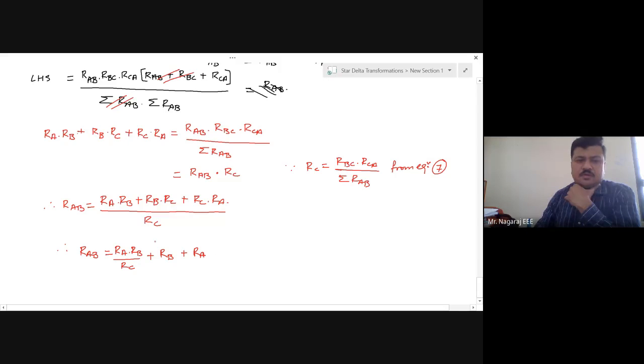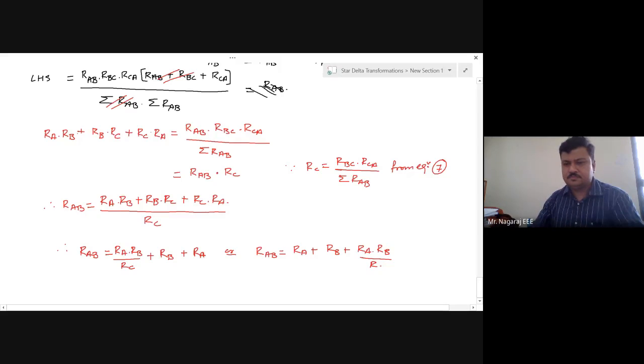Or I will rearrange the terms. RAB is equal to RA plus RB plus RA into RB divided by RC. Taking this as equation 8.